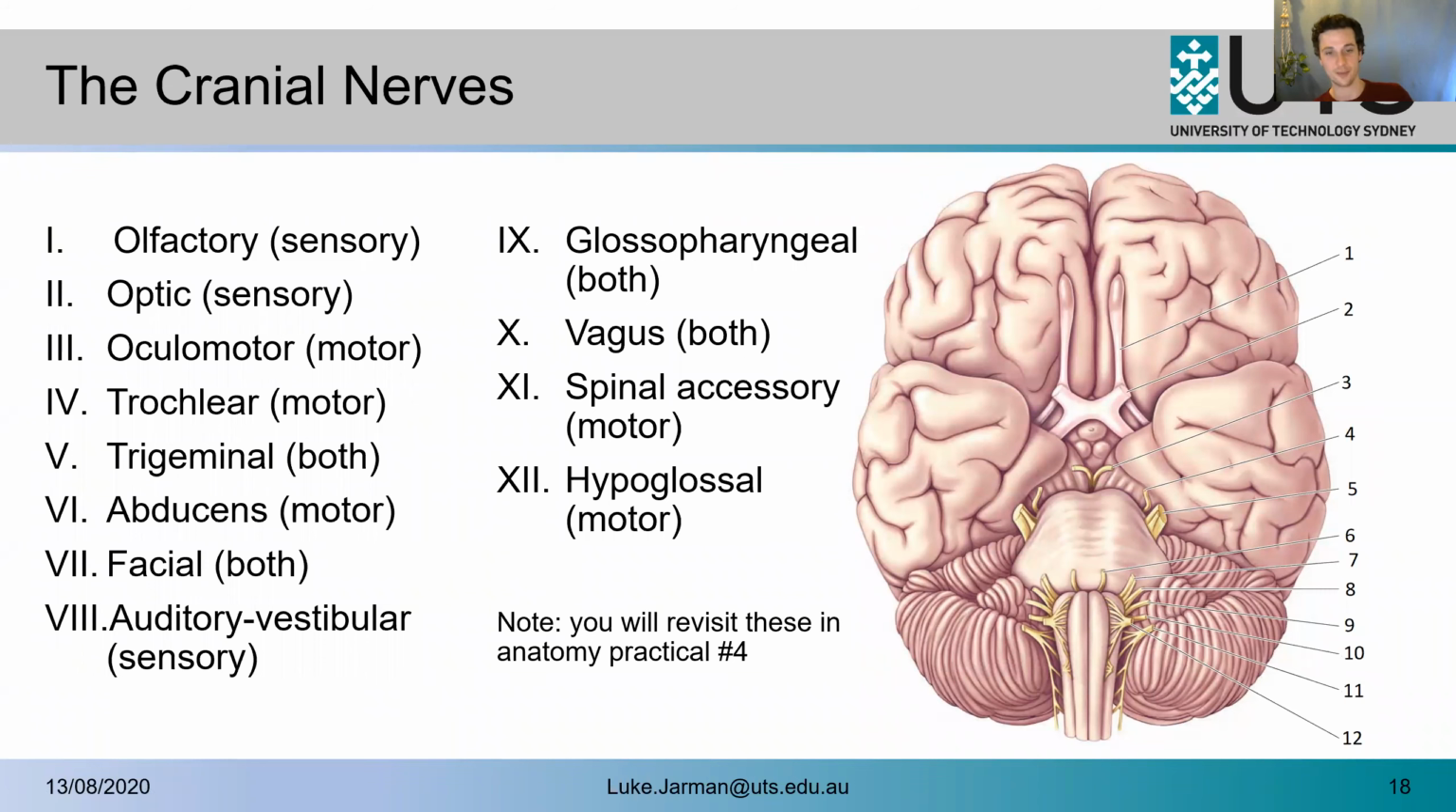having to come back to this and absolutely getting it right quickly. You do get to revisit these in Anatomy Practical 4, actually. So that's going to be really good for you guys. But I'll go through them all. So you have your olfactory, optic, oculomotor, trochlear, trigeminal, and abducens. Then you have your facial nerve, your auditory vestibular nerve, your glossopharyngeal, your vagus, your spinal accessory, and your hypoglossal nerve.